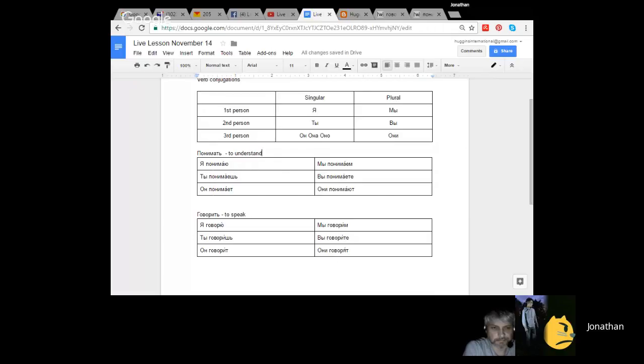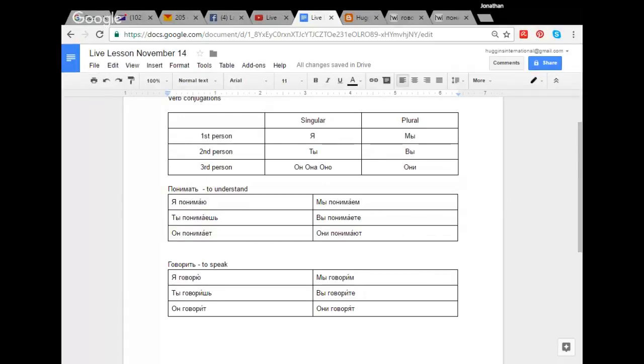So can you read these conjugations for us for понимать? Yes, sure. For the word идти, there is no soft sign. Ты идёшь. Again. Я понимаю, ты понимаешь, он понимает, мы понимаем, вы понимаете, они понимают. Okay.